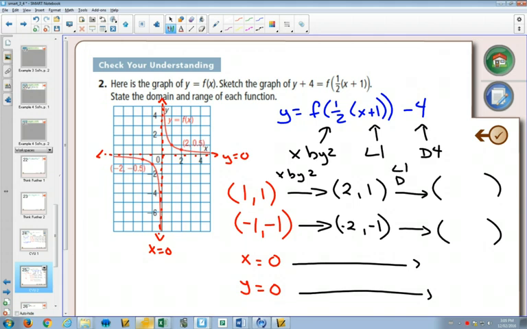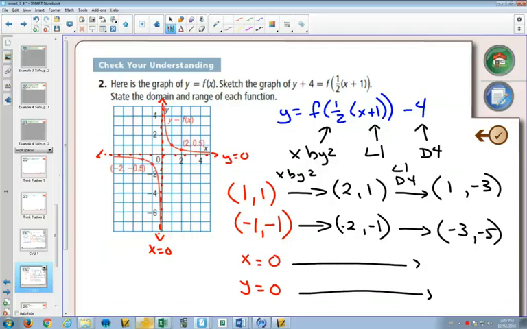Then when I go to do my translations, you can do both your translations left and right and your translations up and down at the same time, because one's going to affect the x, the other's going to affect the y. Some people like to do them separate, but then their arrows get really long and you have to write more. So this saves you a little bit of time. If I go left 1, my x values are going to be 1 and -3. If I go down 4, my y values are going to be -3 and -5.